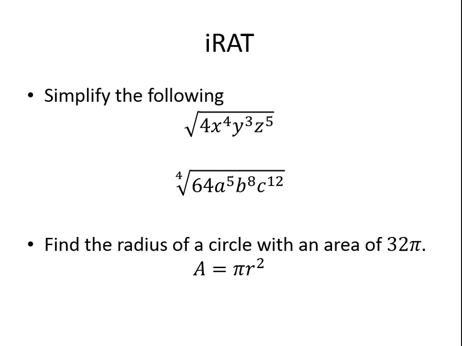All right, here's your IRAT. The first 2 are simplify, so break it down. The first one's just a square root, the next one's a 4th root. And then the last one, you have to find the radius given the area. So again, you plug this area into the area of a circle formula. Plug that 32 pi there, and then solve for r. All right, so there's your IRAT. You can get those 2 done. Simplify the first 2, and then solve for r.